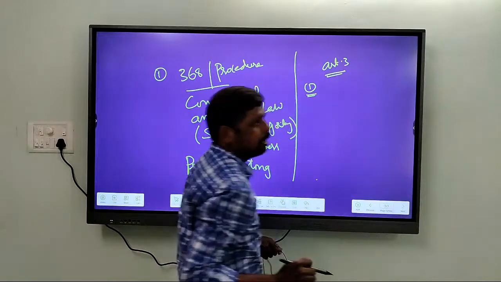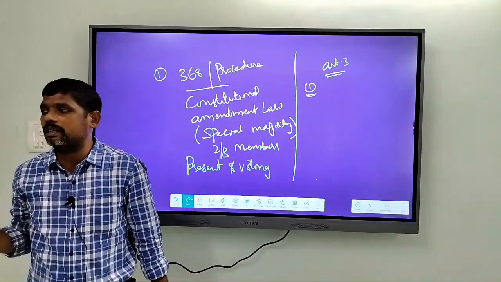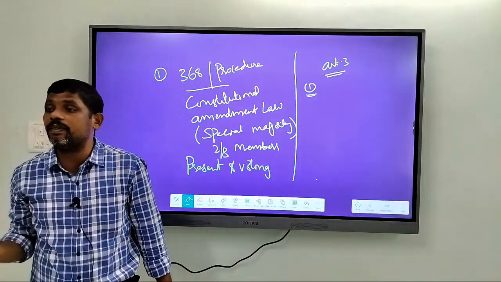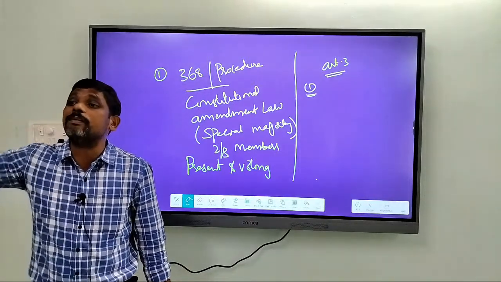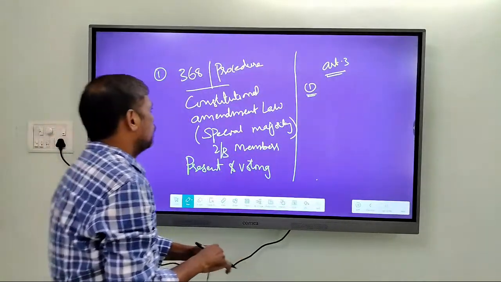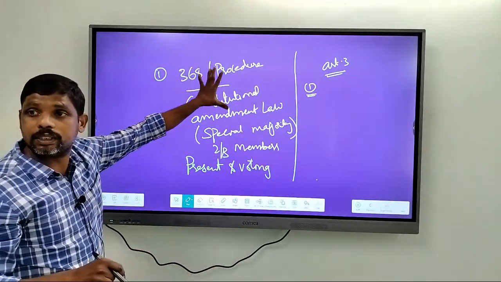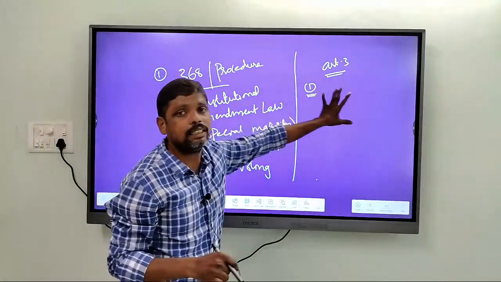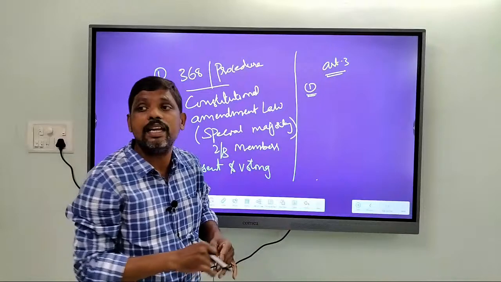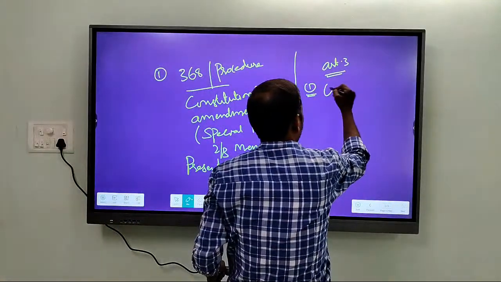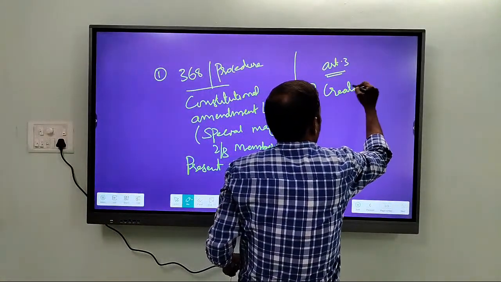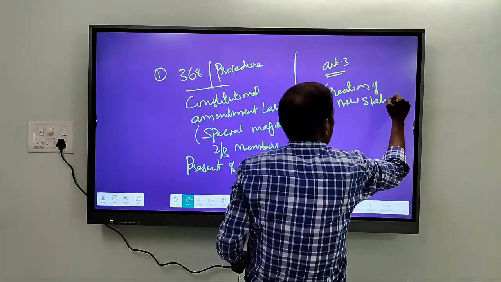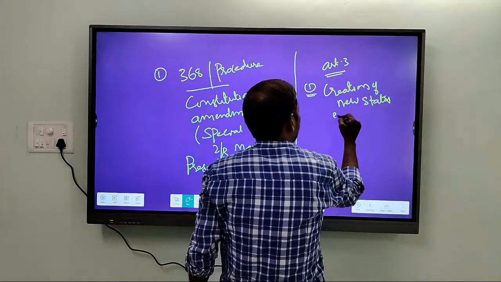Coming to Article 3 of the Indian Constitution. Article 3 deals with the creation of new states from the existing states. Article 2 is admitting new states which are not a part of Indian territory. But Article 3 is the creation of new states from existing states.